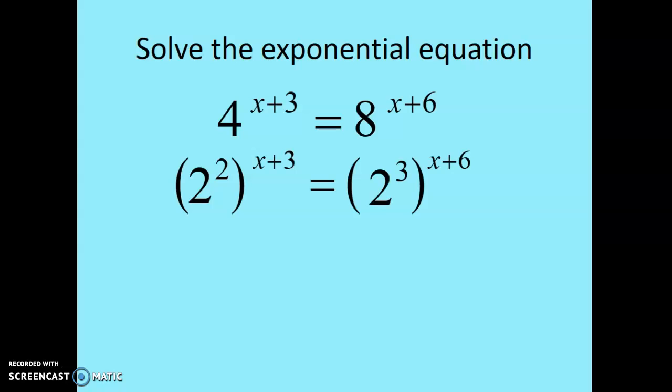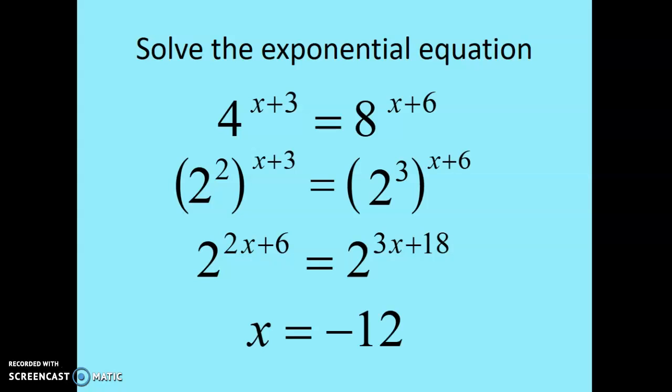All right. So again, now that we have these bases, we have to take our exponents and multiply the exponents together. So we have 2 times x plus 3 and 3 times x plus 6. Now again, because the bases are the same, we can set the exponents equal to each other and then solve for x. When we do that, we'll find out that x is equal to negative 12.